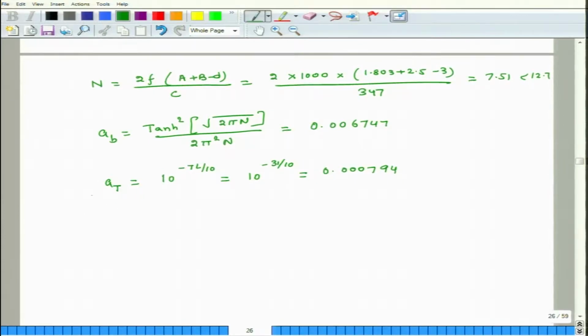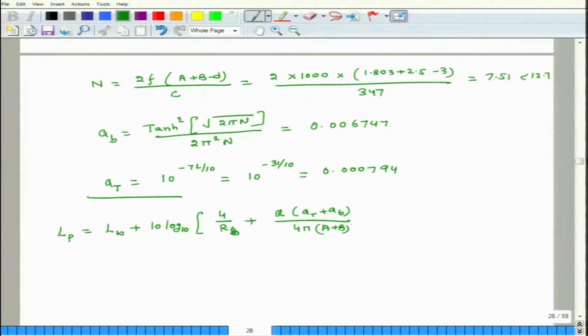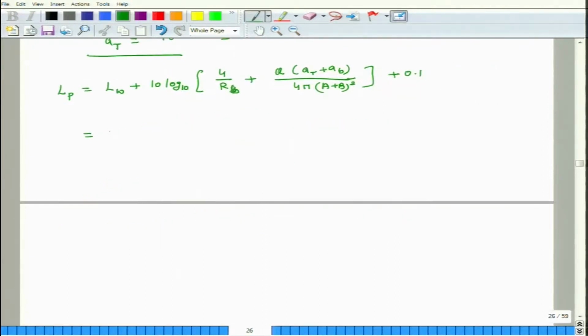So, now with all this data we compute LP. LP equals LW plus 10 log of 10 times [Q times (AT plus AB) divided by 4 pi times (A plus B) whole square, plus 4 over RB], plus 0.1.